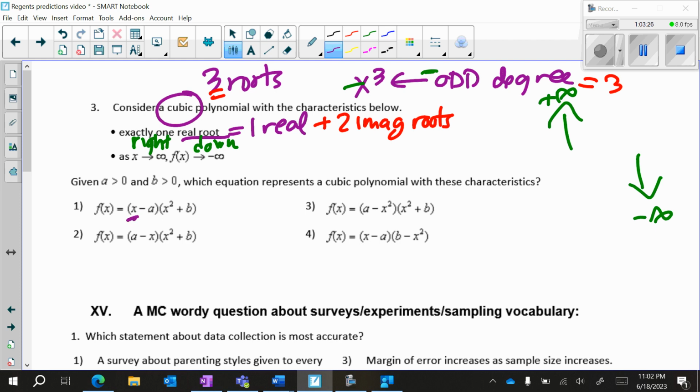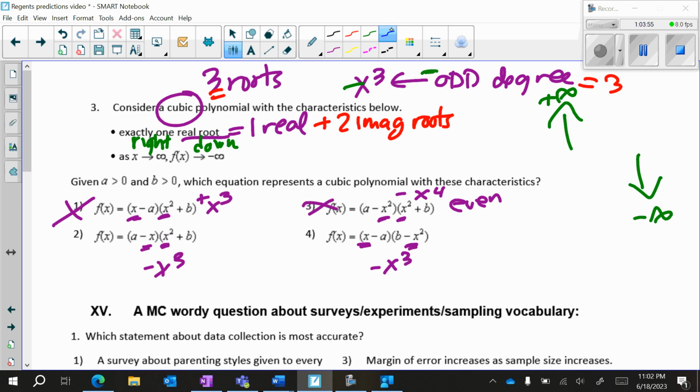So now if you look at these, we can actually start eliminating because some of them are not even odd. This is x times x squared is x to the third, but it's positive, so it's out. We're looking for a negative x to the third. This is negative x times x squared, that's negative x cubed, it's still in. This is negative x squared and x squared, that's negative x to the fourth, out because that's even. And this is x times negative x squared, that's negative x cubed, it's still in. So we're already down to choice 2 and 4.